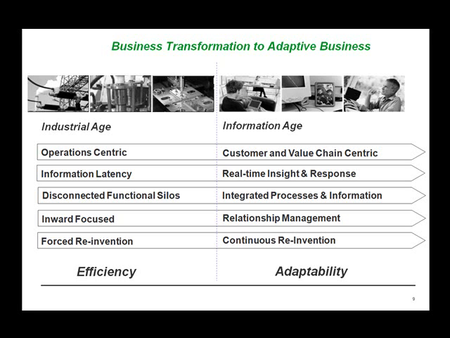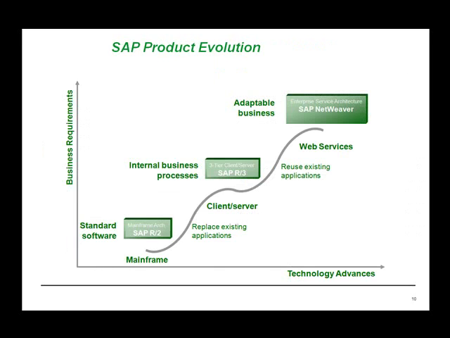In the information age, people want real-time insight and response. They wanted an integrated process. They are constantly reinventing in this global age. So the key in the information age is that it's customer and value chain centric. People within the organization and also their suppliers and customers are looking for real-time insight, and companies are looking for integrated processes and adaptability. That's key for the information age.